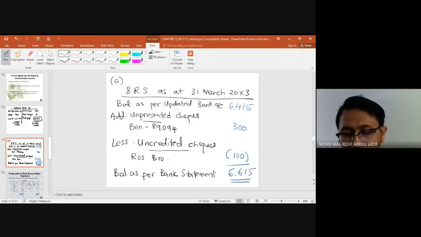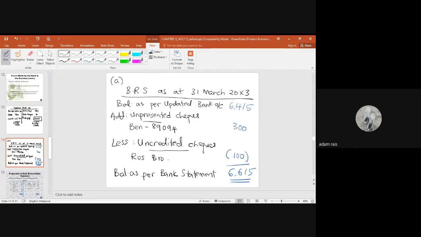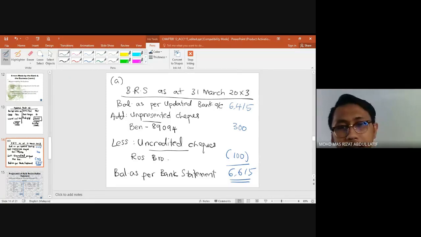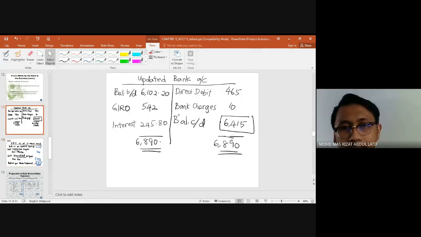Pada 28 Mac tu. 6615 kan? Betul? Betul. So amount ni sama dengan amount ini. Okay, amount dalam bank statement baki terakhir tu mesti sama dalam dia punya bank reconciliation statement baki yang as per bank statement bawah ini. Selagi amount ini tak dapat sama macam baki terakhir dalam bank statement, selagi itulah you punya bank recons ini salah atau mungkin you punya updated bank account ini tersilap.